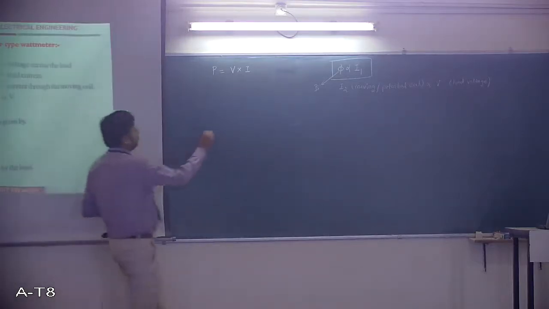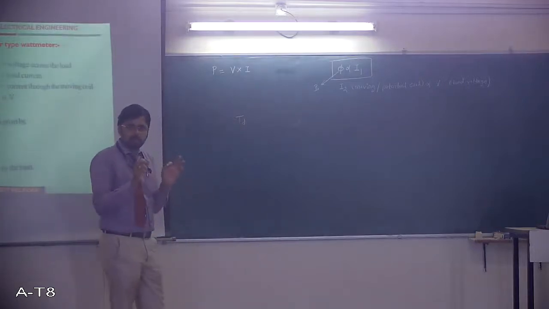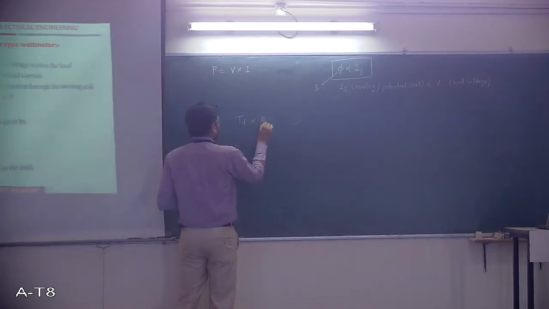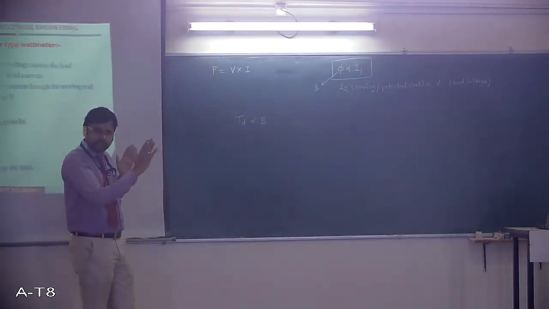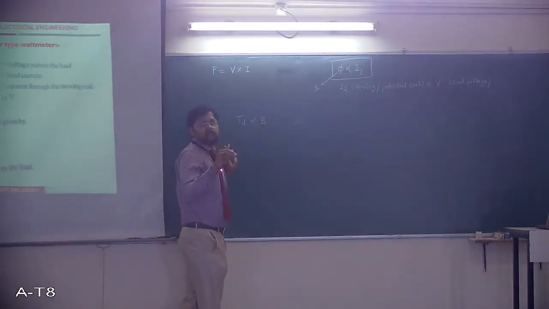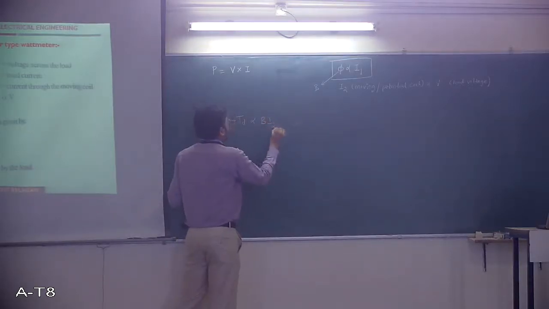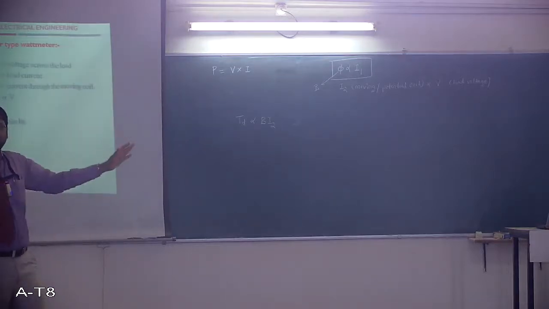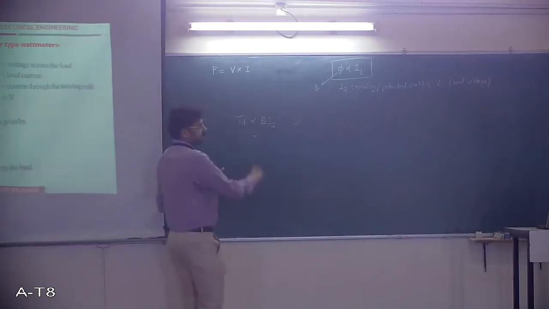Just look at this, the deflecting torque produced, or the force experienced by the moving coil, is proportional to the flux density, that is the magnetic field density in the air gap, and the current that the moving coil carries. What is the current that the moving coil carries? The current carried by the moving coil is I2. So I can say that deflecting torque is proportional to B into I2. Okay. Now look at this further.